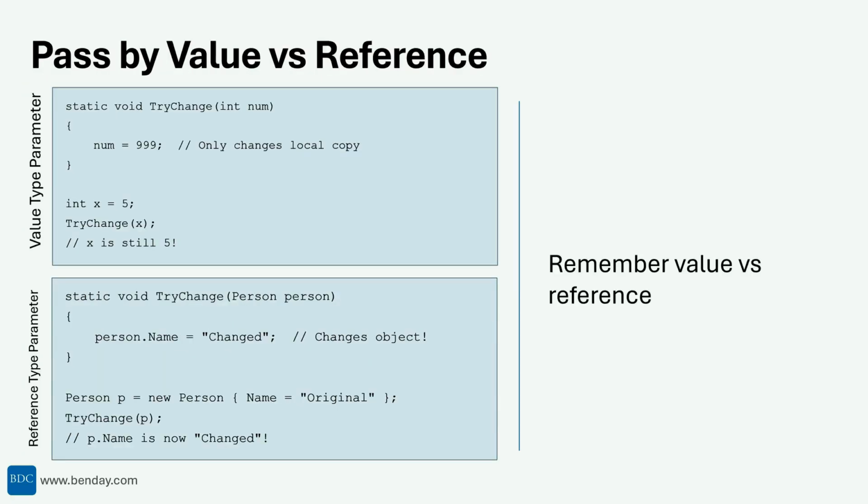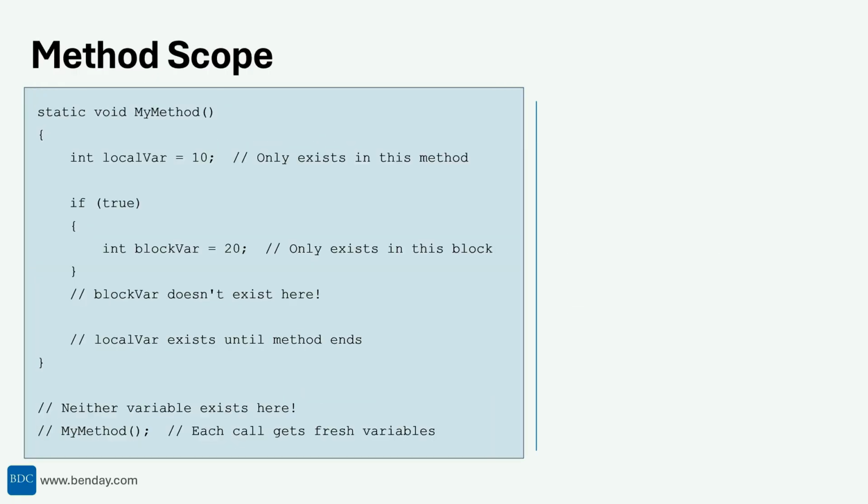This is that value versus reference thing again. Value types get copied into parameters. Reference types pass the address, so changes affect the original object. Variables declared in a method only exist inside that method. When the method ends, they're gone. Each method call gets its own fresh set of local variables.